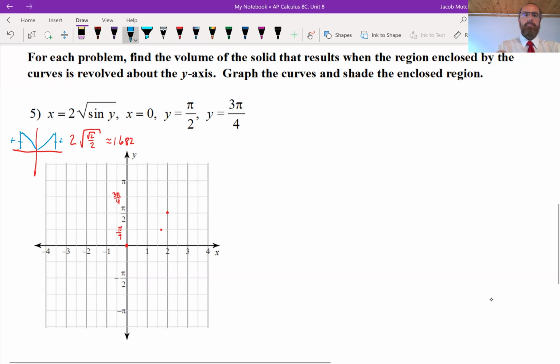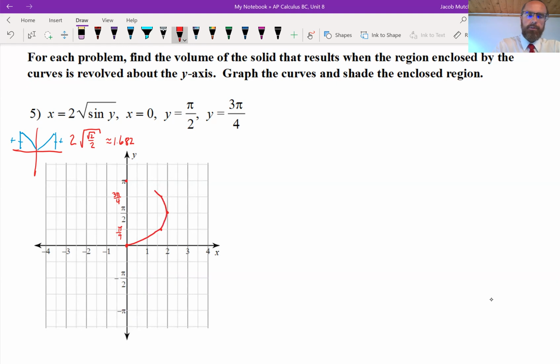So in fact, it's going to be the identical value to sine at pi over 4. If I just repeat that value, it's going to be about 1.682. And then to wrap this up at pi, sine at pi is 0, 0 times 2 is 0. So we're going to get this curve.